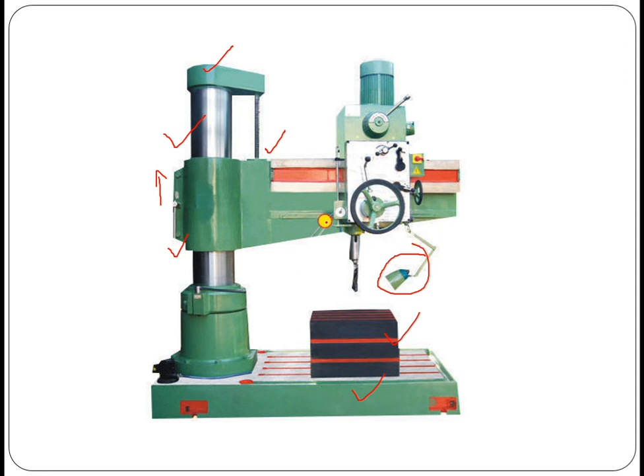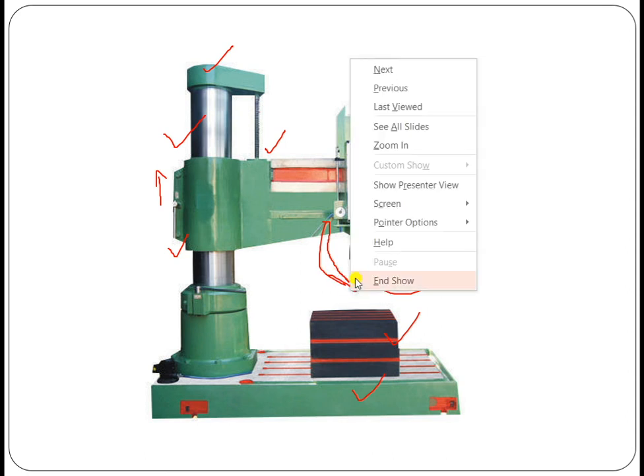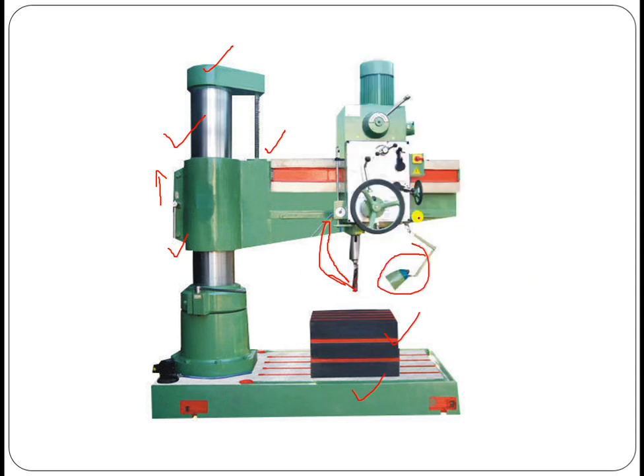In some cases the flow of coolant will be there, because a higher amount of heat will be generated. This is the drill head. This is the electric motor, and these are the controls, used for rotating the spindle with the help of the gear arrangement which is available here, and this is the drill head.